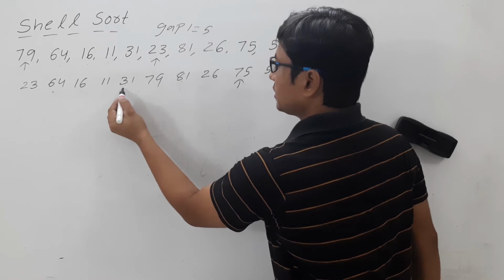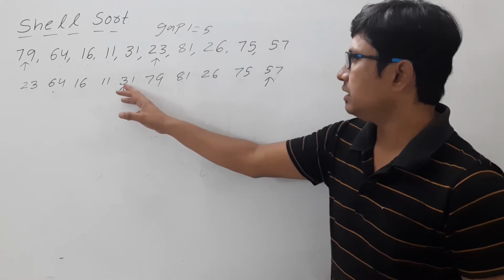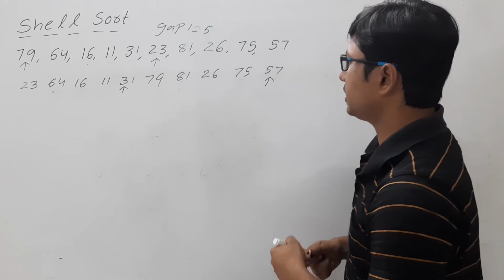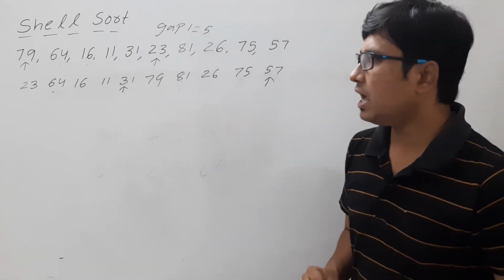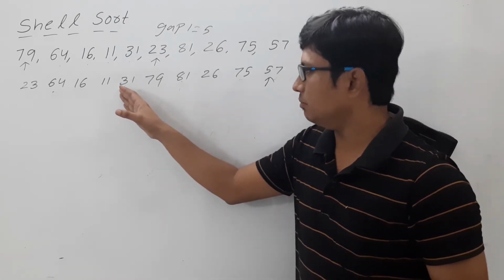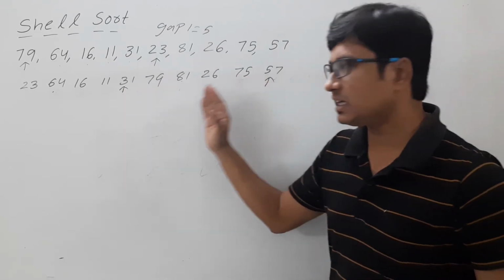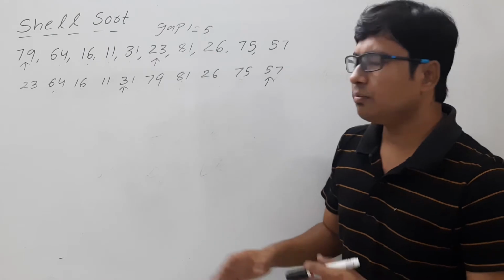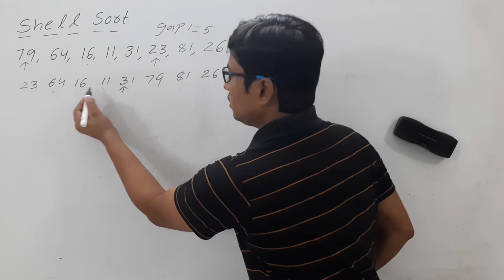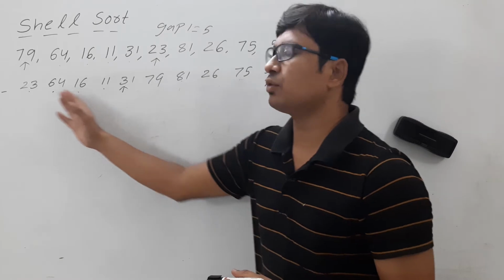Now I will compare 31 with 57. 31 is less than 57, so they are in the appropriate position. No need to perform the swapping. And remember one important point: you should compare this element 31 with the gap of 5 in the forward direction and also in the backward direction. But till now, why have I not discussed this? Suppose you see that gap 5, 1, 2, 3, 4, 5, there is no element with the gap 5. So that's why I have not compared.